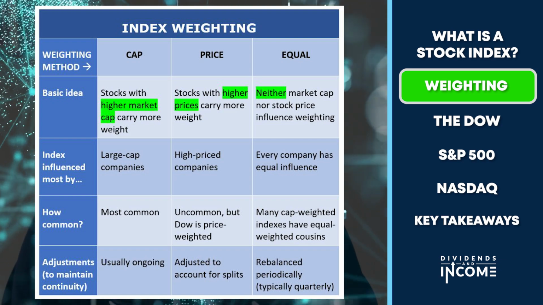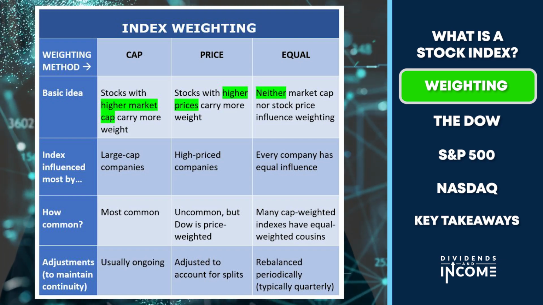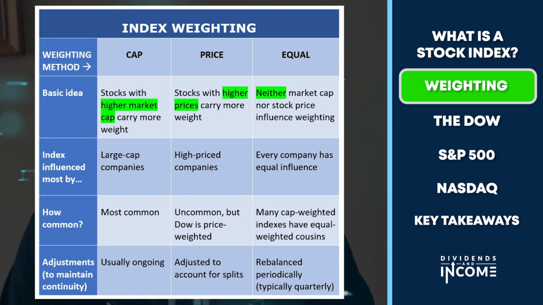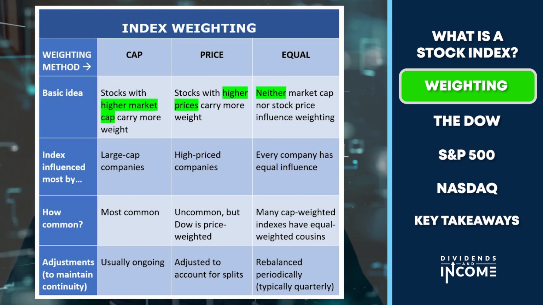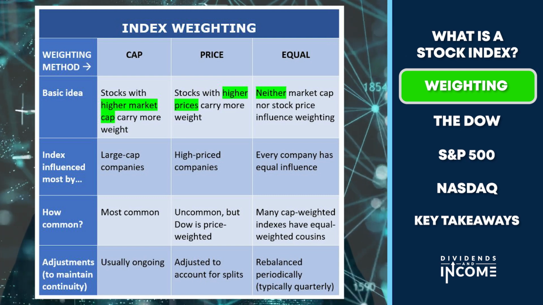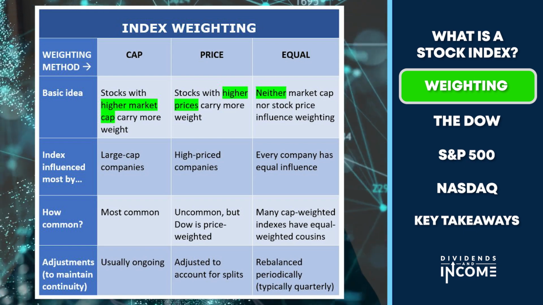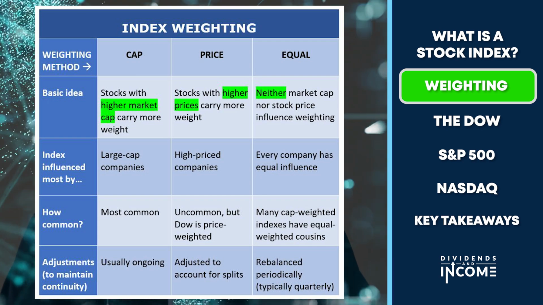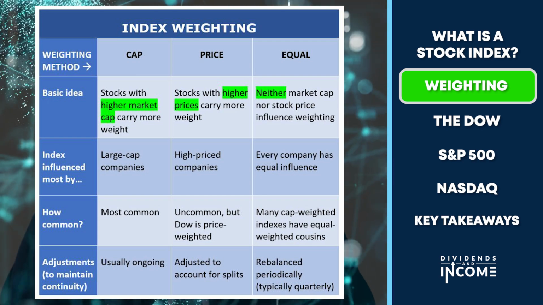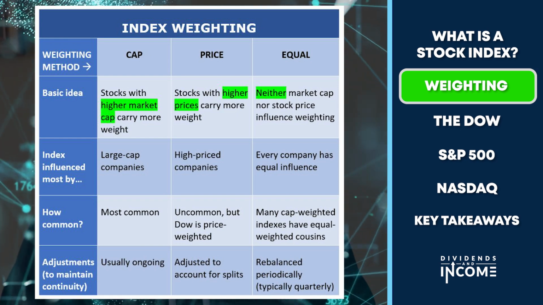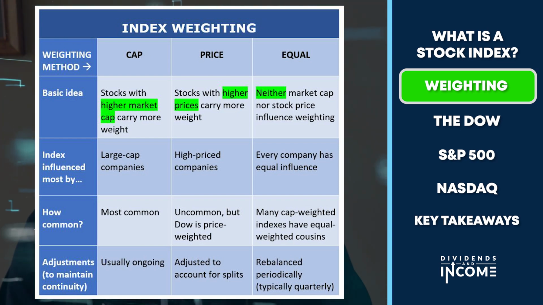And in the final column, equal weighting, in indexes based on equal weighting, neither price nor cap influences the weight of the stock in the index. Every company, theoretically, right after it's rebalanced, which is the word used, has equal influence over the value of the index. Many cap-weighted indexes, and we will see 2 of them anyway in this video, have equal weight cousins that are available for you to buy as ETFs.